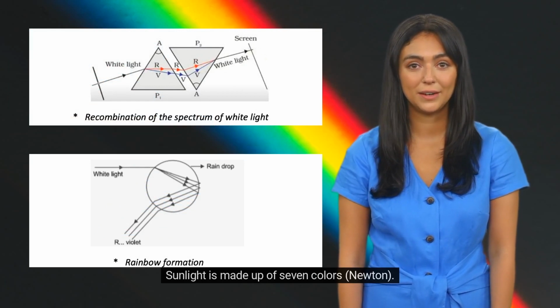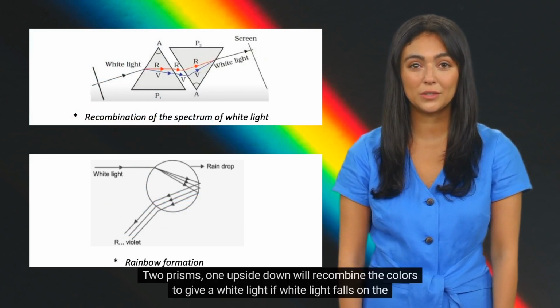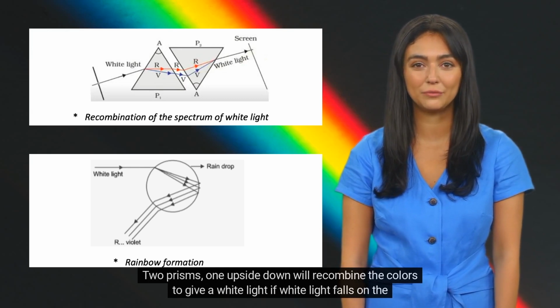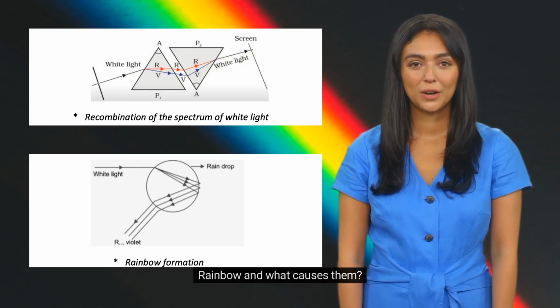Sunlight is made up of 7 colors, Newton. 2 prisms, one upside down, will recombine the colors to give white light if white light falls on the first prism. Rainbow and what causes them.